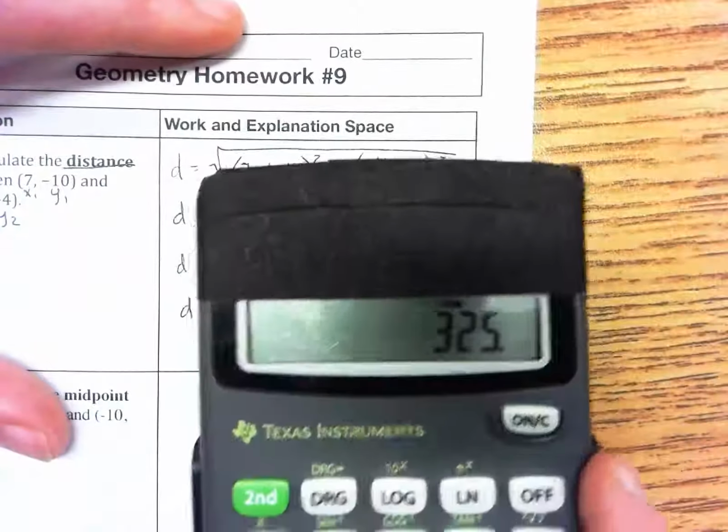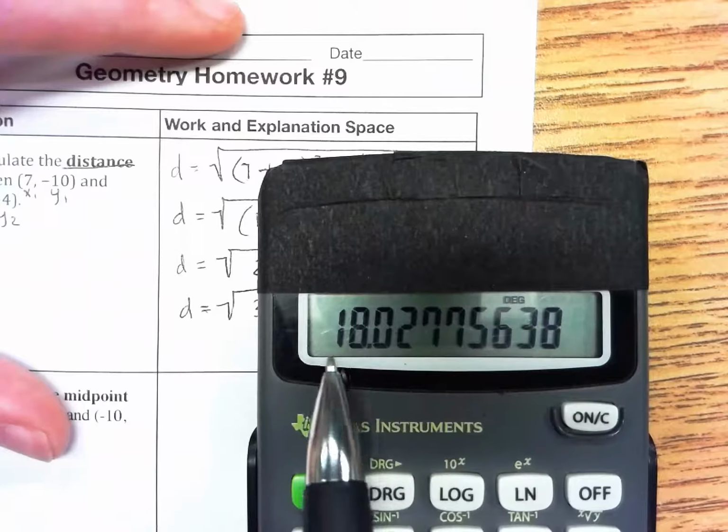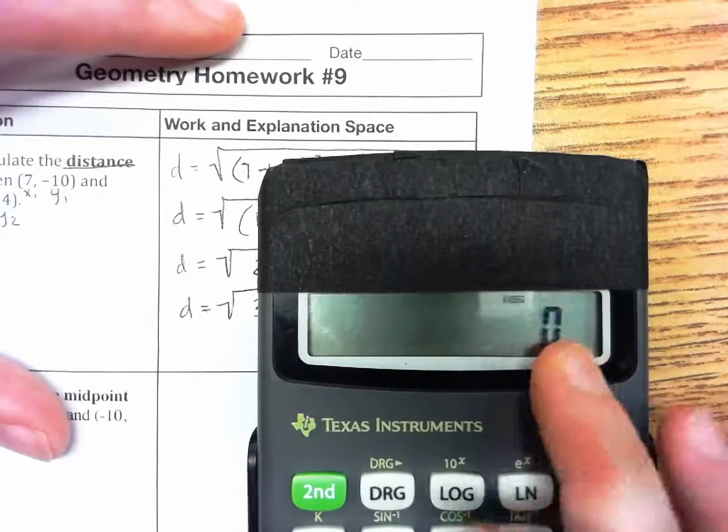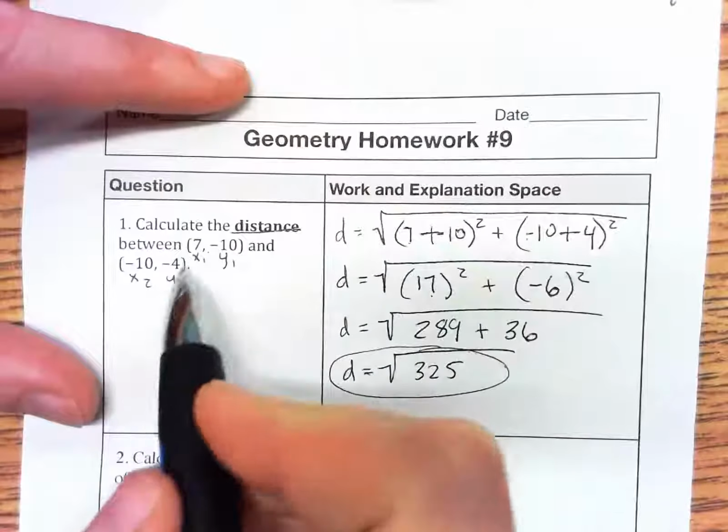And if I try to take the square root of 325, I get a big decimal number, 18.02, etc. So I'm going to keep my answer as just the square root of 325. That's the distance between these 2 points.